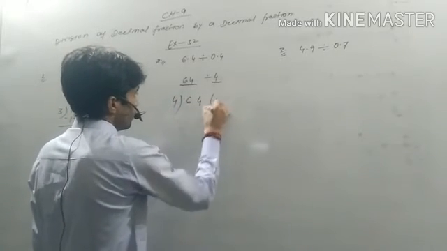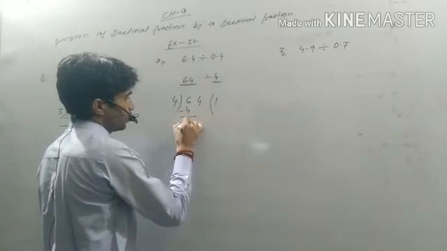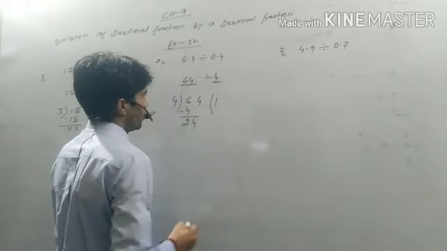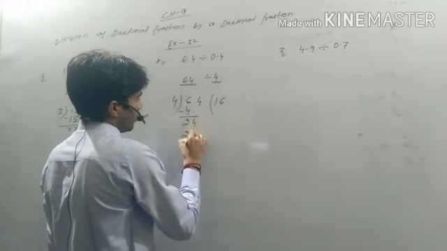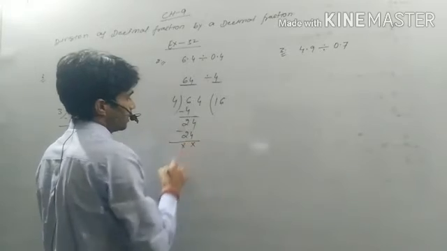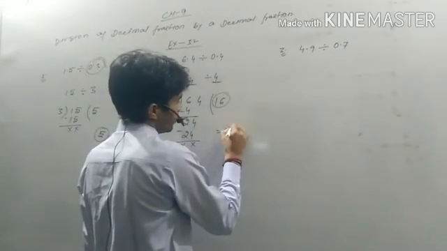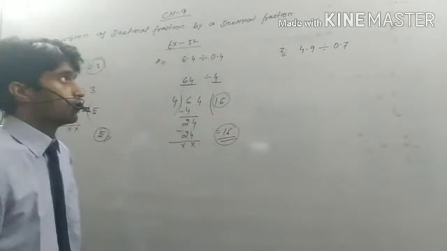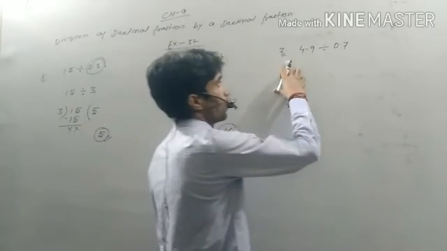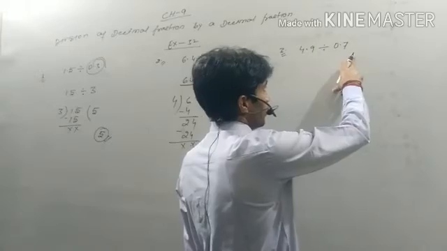So solve. 4 divides 64. 4 ones are 4, now subtract, this is 2, and write down 4. 4 sixes are 24. Now subtract, this is cancelled and this is cancelled. So our required answer is 16. Is it clear? Now next question, question number 3: 4.9 divided by 0.7.